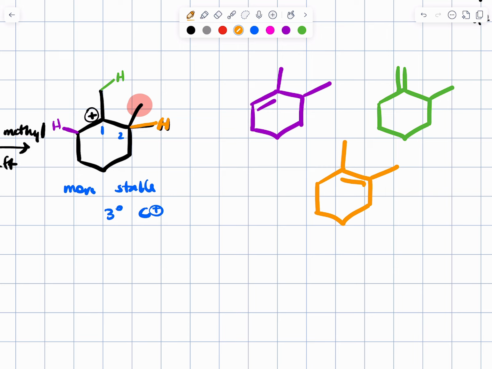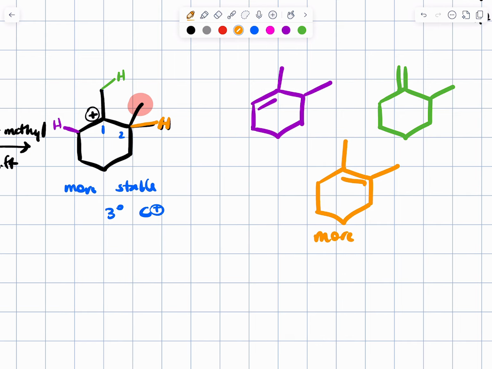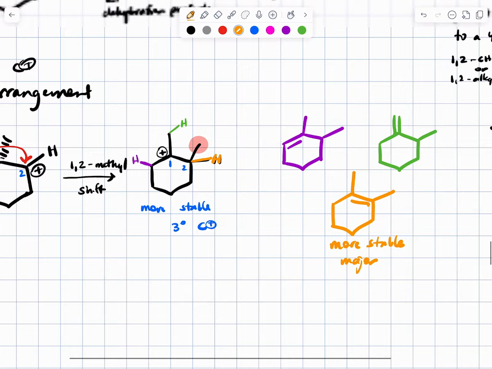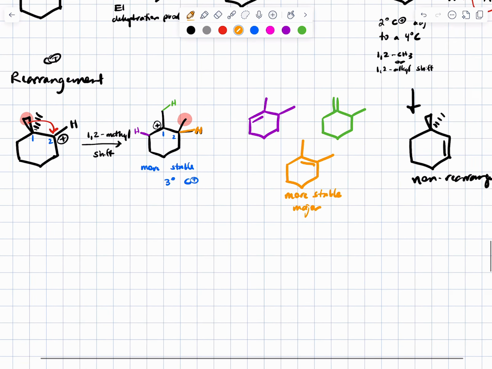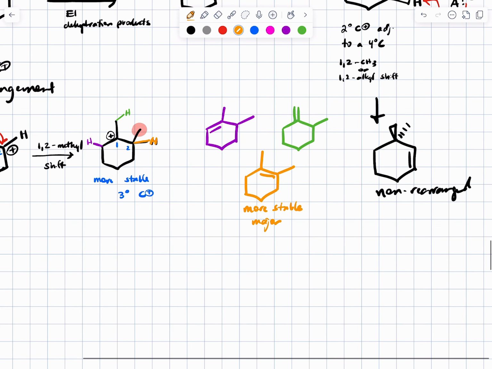Of those options, which do you think is the more stable alkene? Orange, yep, more stable, more substituted. It's probably a major product because it's more stable. Okay, so that is good. And on a predict the products question, you would need to select all of those answers as possibilities.